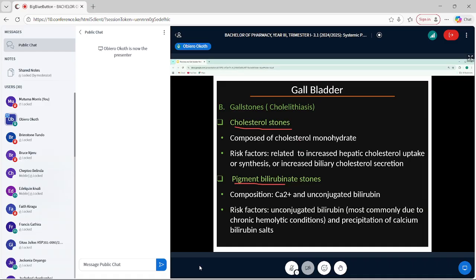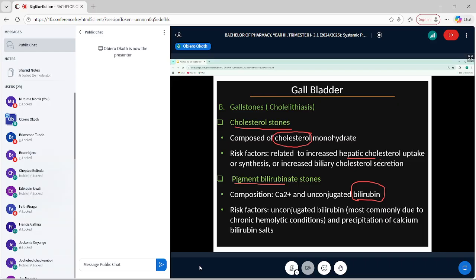Okay. So any condition that's going to increase hepatic cholesterol uptake or synthesis, or increase biliary cholesterol secretion, is going to give you cholelithiasis of the cholesterol type. Okay, then the pigment ones, these are formed from bilirubin. You can see the difference. This is bilirubin, this is from cholesterol. And you see even their morphology, the morphology of how they present, and then the risk factors will be different.